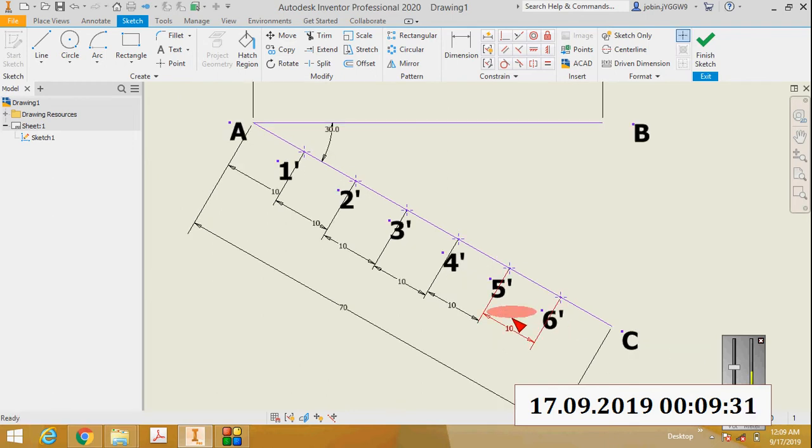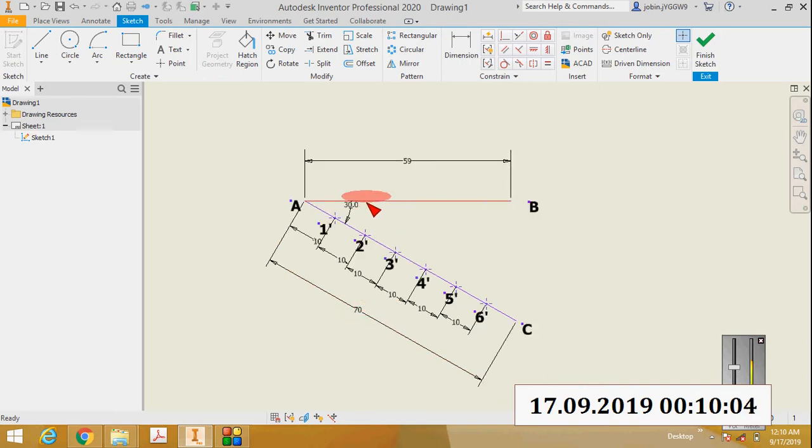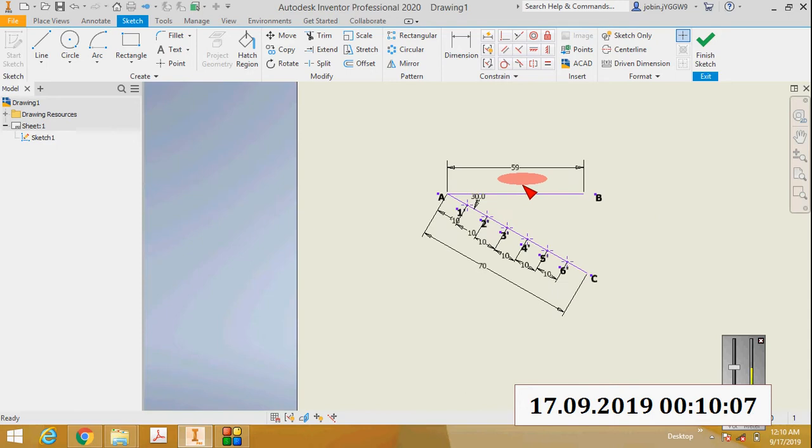You can see you are dividing the line AC into 7 equal parts: 1, 2, 3, 4, 5, 6, 7. Here I am taking the length of AC as 70 millimeter. You can take this AC as, say, 140 millimeter, then you divide it into 20 millimeter, 20 millimeter, 20 millimeter, etc. So for the length AC, you can take any convenient length. Here I am taking 70 because I am dividing this line AB into 7 equal parts.